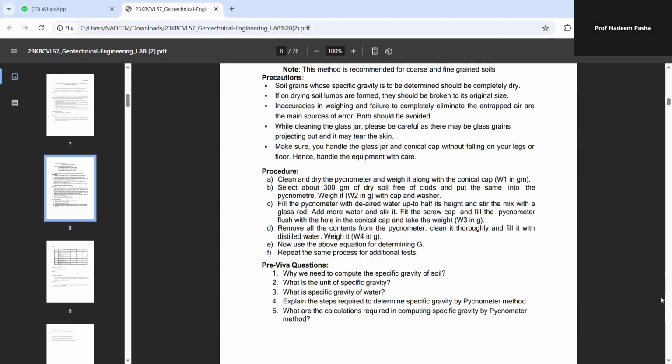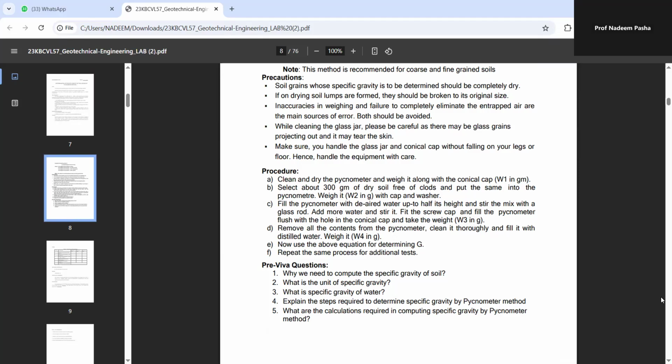So what are the precautions you need to take while carrying out this experiment? Soil grains whose specific gravity is to be determined should be completely dry, so dry soil should be used for the experiment. If lumps are found on drying, they should be broken to the original size. Inaccuracies in weighing and failure to complete the entries are the main sources of error. Both should be avoided, in order to avoid errors.